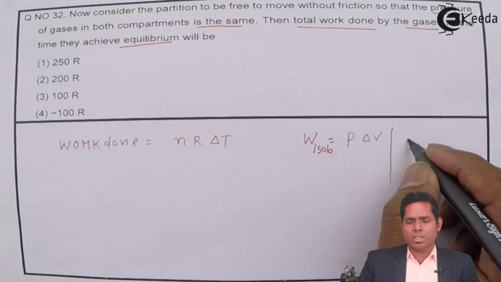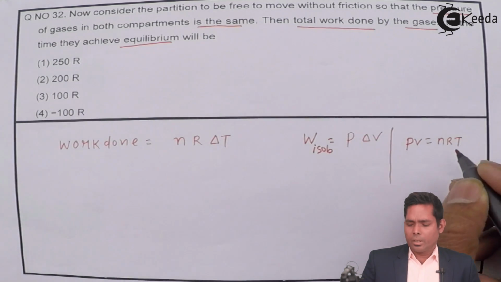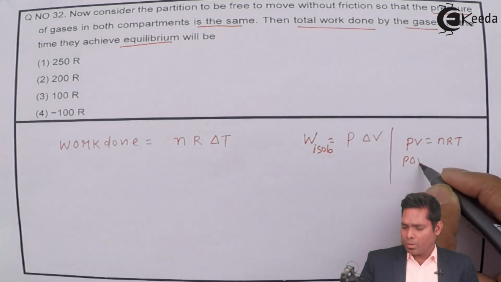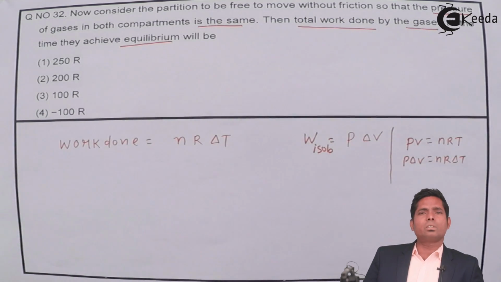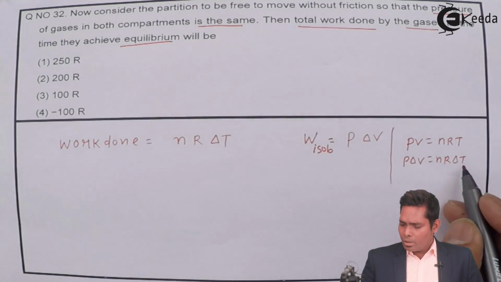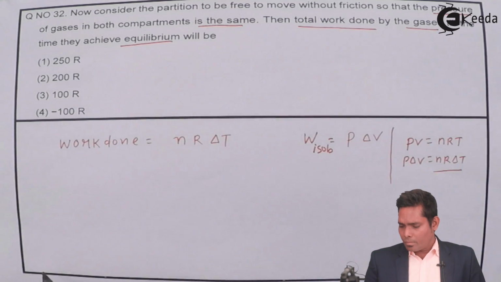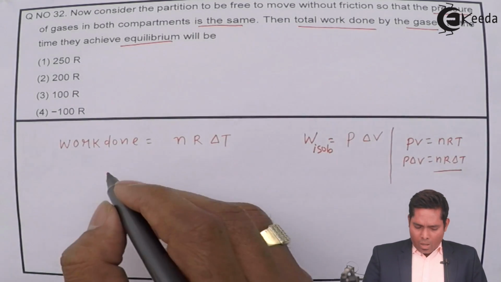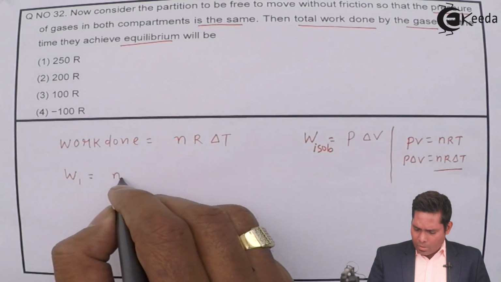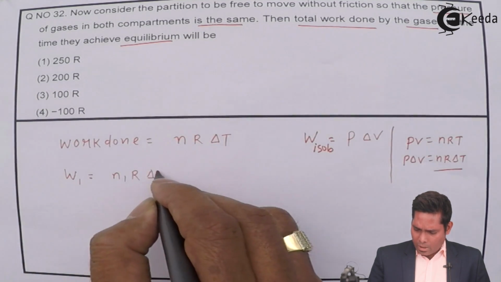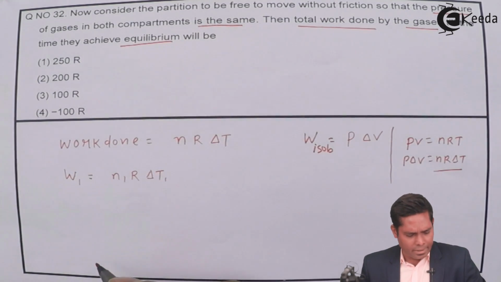We have the ideal gas equation, which is PV equals nRT. Then P delta V equals nR delta T. If I differentiate both sides of the equation, I have P dV equals nR delta T. So therefore, the work done is nR delta T. Now the work done in the first case, W1, will be N1 R delta T1.